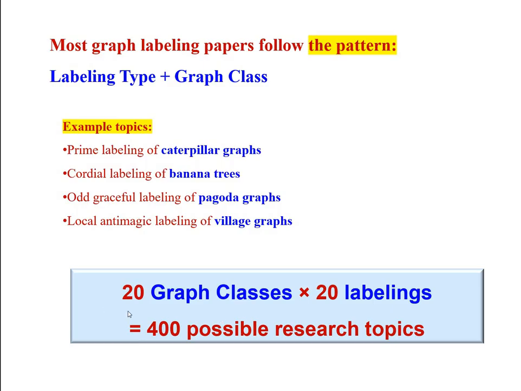That is, you have various graph classes and various labelings. Suppose I consider 20 graph classes, actually subclasses, and 20 labelings. Then we can have 400 possible research topics. That graph class caterpillar with too many labelings, and then banana tree, say, and with that graph class you have 20 labelings. So like that, 20 into 20, 400 possible research topics that you can have.